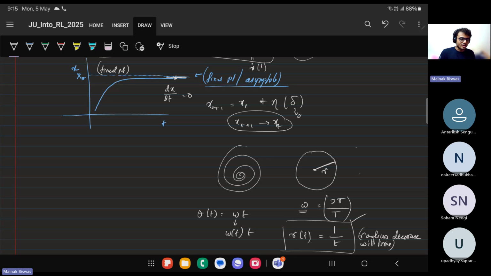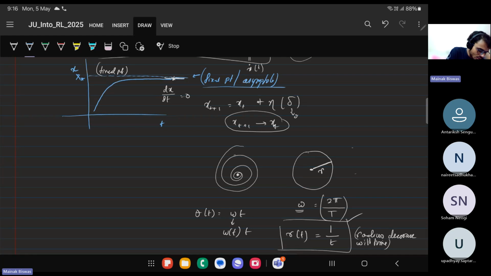So what we are trying to say is this would have a fixed point, right? Your radius would decrease and you would fall onto this minuscule point. At a particular time, this is r comma theta, which is the radius and the angle at which you are.